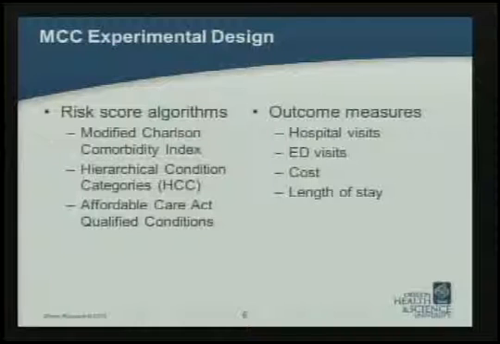It's important to note that the risk score algorithms are pulling data from the baseline year of the patients as well as previous medical history, and that the risk scores they are providing are for the predicted year, which is a one-year period after the baseline period. The outcomes that we were looking at for this experiment were hospital visits, ED visits, cost, and length of stay. However, for my particular project, I did not look at length of stay, just the other three.